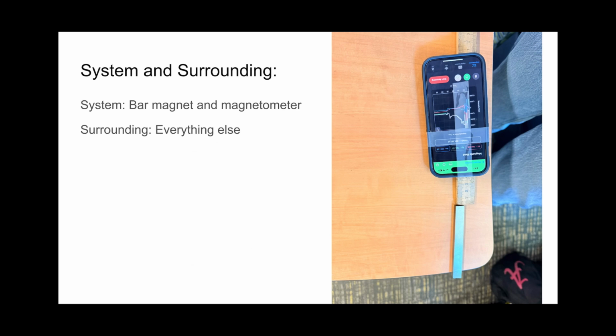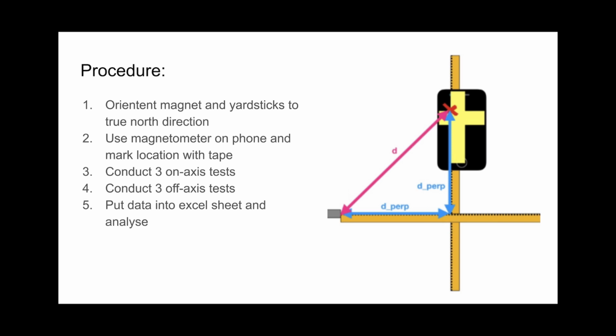System and surroundings. The system is the bar magnet and the magnetometer, which is my phone. And then the surroundings are everything else. So the tape, the ruler, the table, the rest.